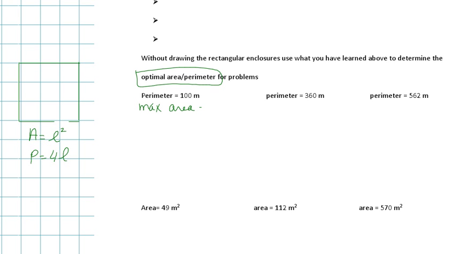I know the perimeter, which is P. I'm going to have to solve for the length that gives me that perimeter. And that length, which we call the dimension, you're going to input into the area formula to find your maximum area. So let's see how that's going to work. Because the perimeter is given to me, I'm going to use P equals 4L. I know P is 100.